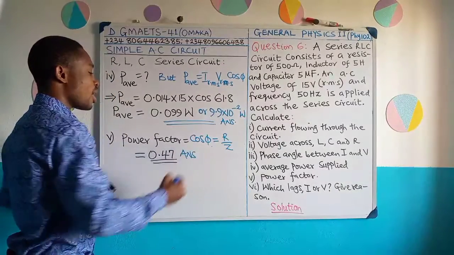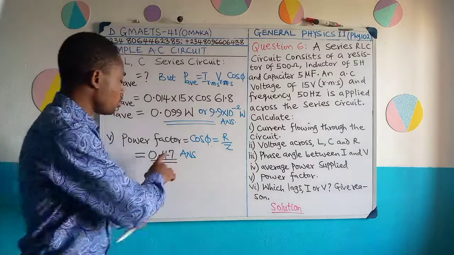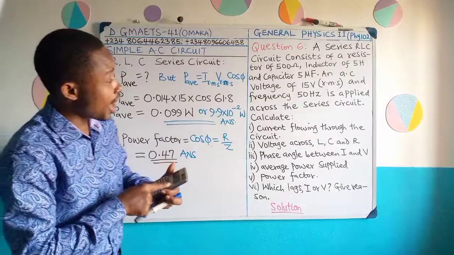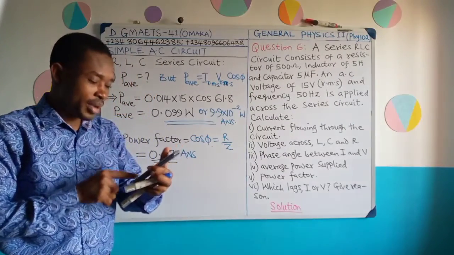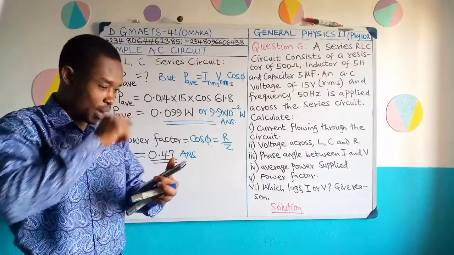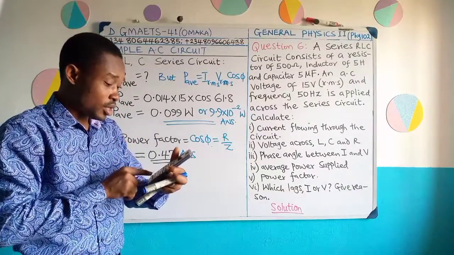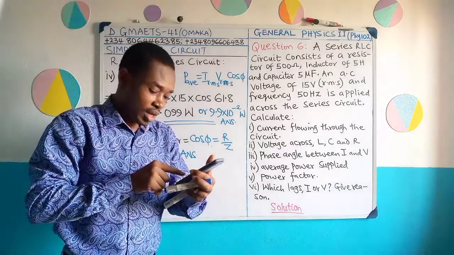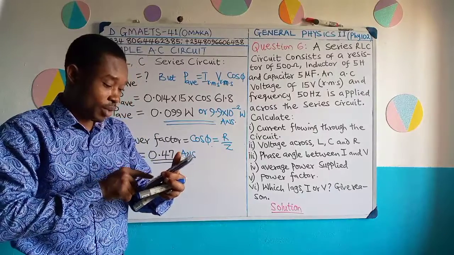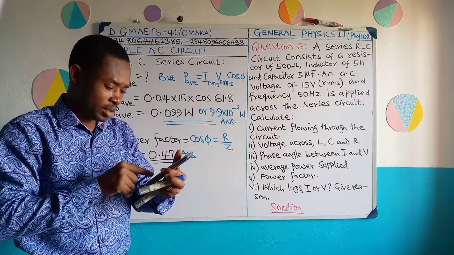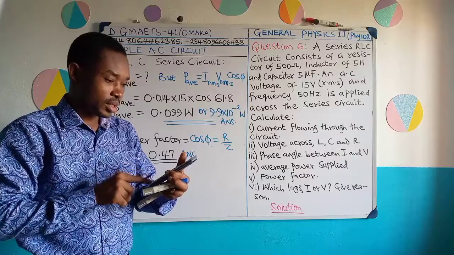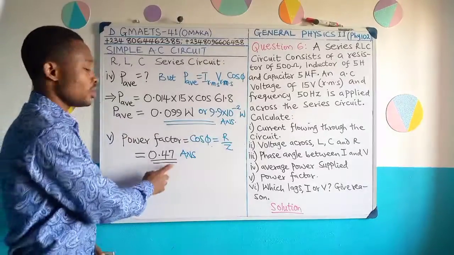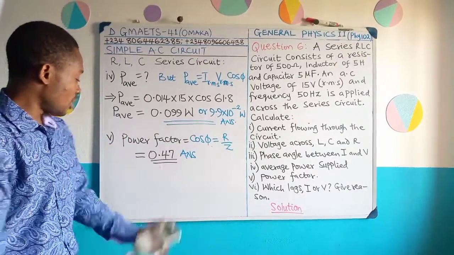Now this is the power factor. If I don't want to use this, I can use R over Z to get the power factor. What is our R for the question? 500. Remember I calculated the impedance Z to be 1059.6. So 500 divided by 1059.6 gives me still 0.47. So any one of them will give you your answer.